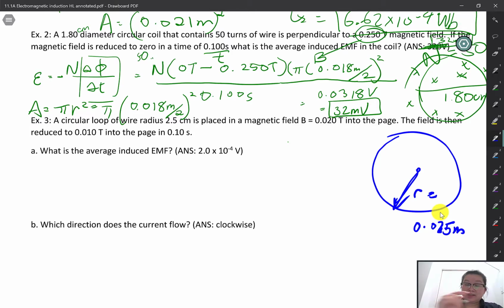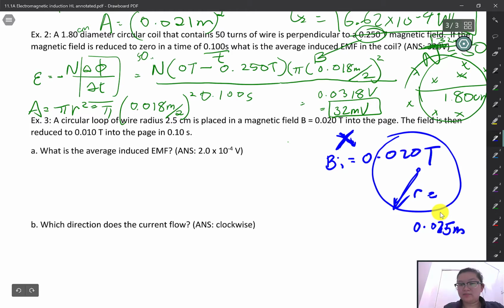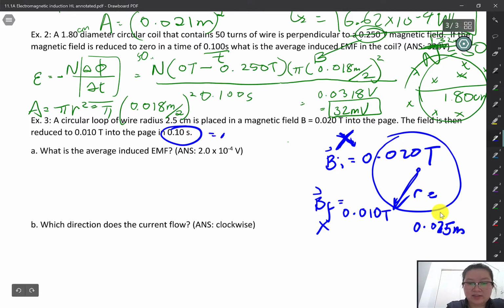It is placed in a magnetic field, and this time we are told the direction of the magnetic field. So the magnetic field is going into the page. I'm just going to write an x here, because there are going to be other things we need to draw later on. The initial field is into the page at 0.020 Tesla. The field is then reduced to 0.01 Tesla into the page. For directionality, because the field has direction, it still is into the page, but it is reduced to 0.01 Tesla. It does so in 0.10 seconds, so that's our change in time.